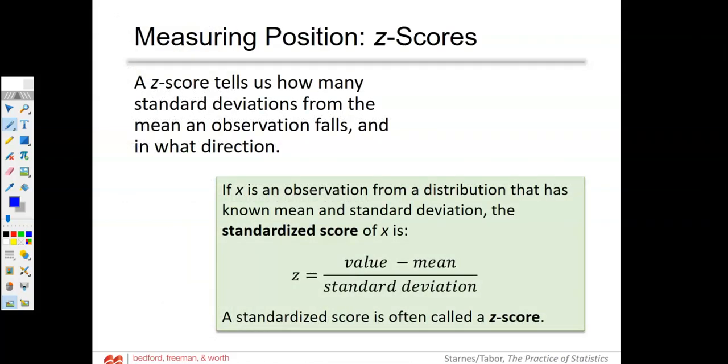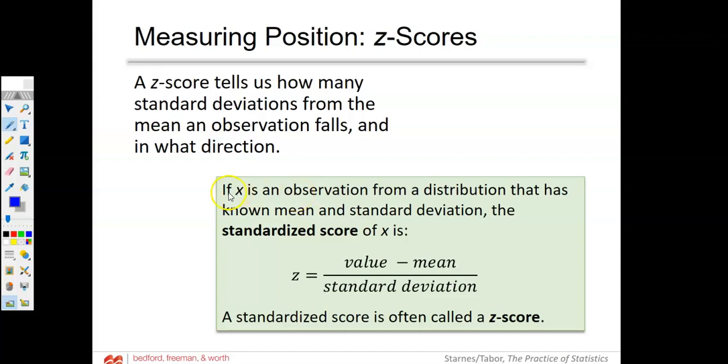Okay, third concept of the day is measuring position in z-scores. A z-score tells us how many standard deviations from the mean. So our measurement here is in standard deviations. It also tells you direction. It tells you if you were better than the mean or worse than the mean, so above or below the mean. It tells you direction by whether it's positive or negative. If it's positive, you're better than the mean, and if you're negative, you're worse than the mean.